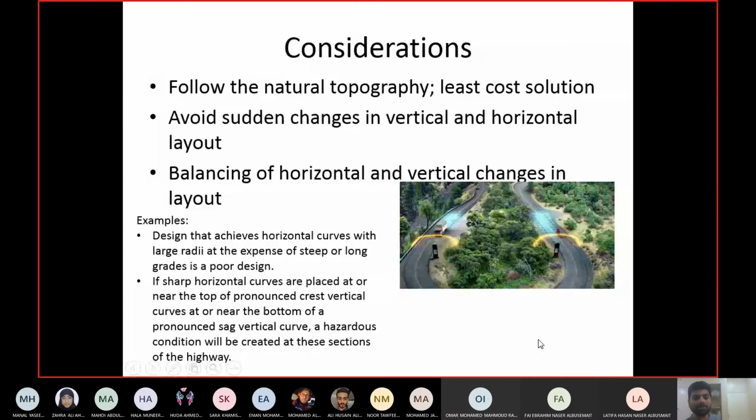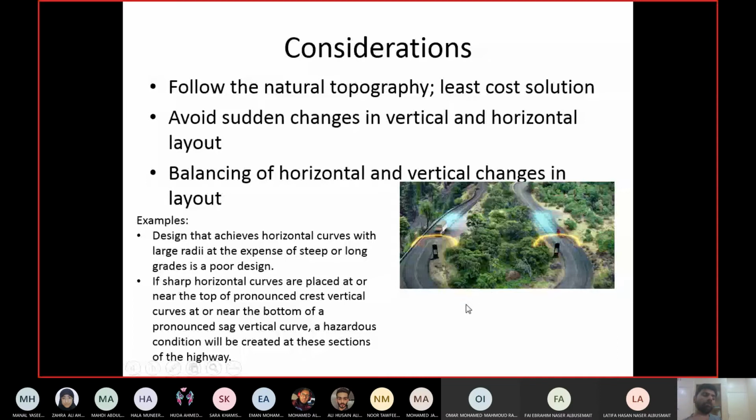Now what is the problem with that? This becomes very dangerous. Why? Because when you are providing curves, your sight distance becomes less, and when you provide both curves at the same point, the sight distance is almost none. You see this driver, how much can he see on the road? He cannot even see the middle of the curve. He cannot even see what is happening on this side. Okay, so this is the problem.